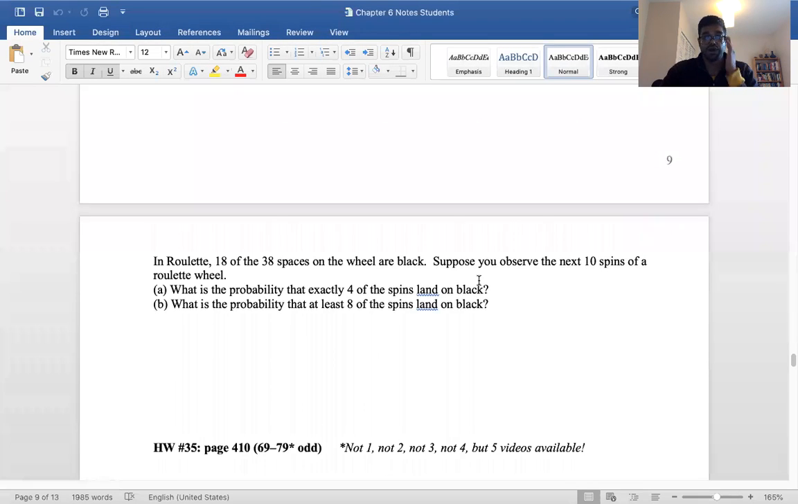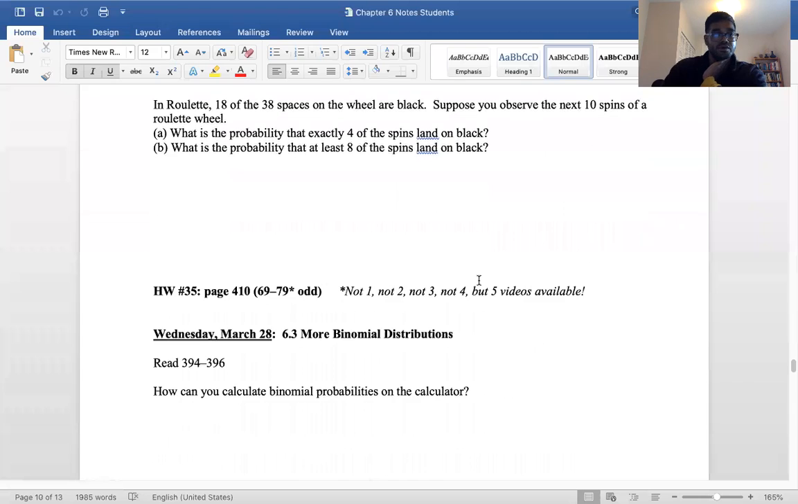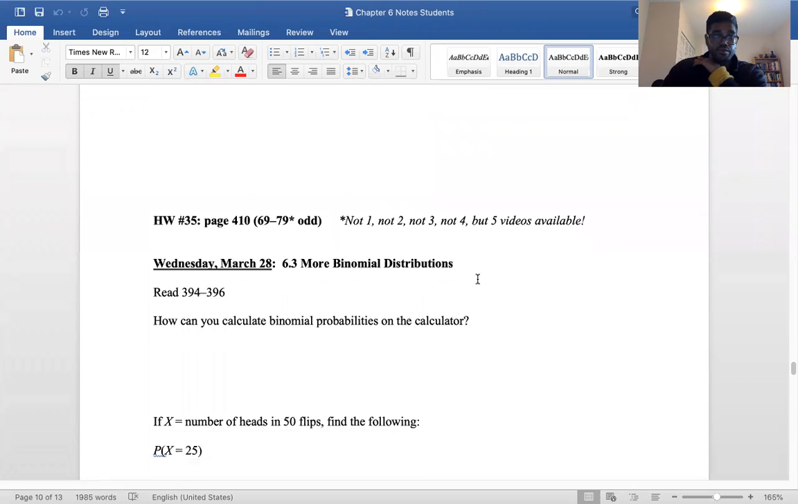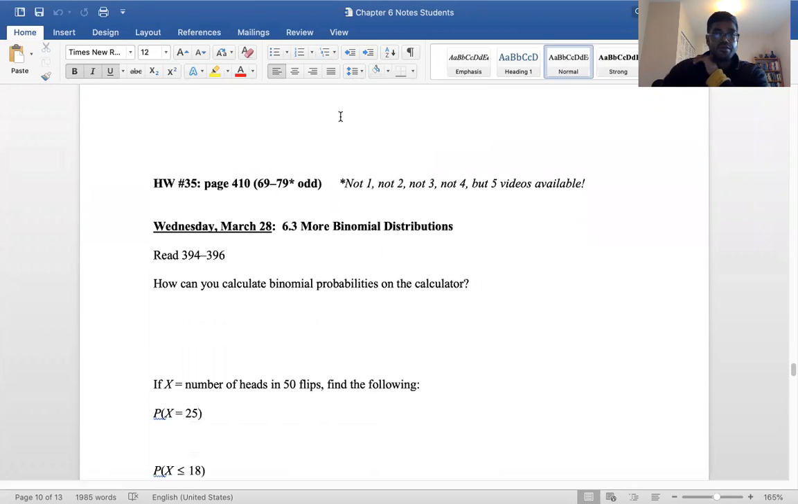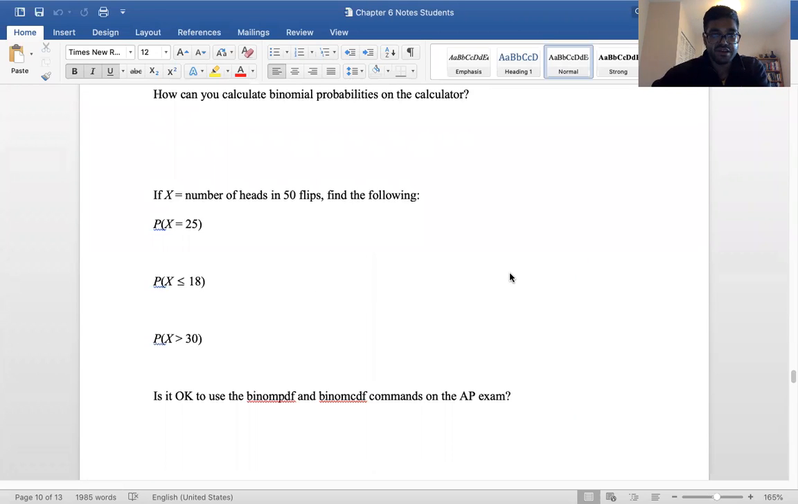And again, another problem for you to practice or try out. The nice thing about this is there is a binomial CDF and PDF function on your calculator. It's the same place where you get all your other distributions. So you can find it there, and we can look at that together in class.